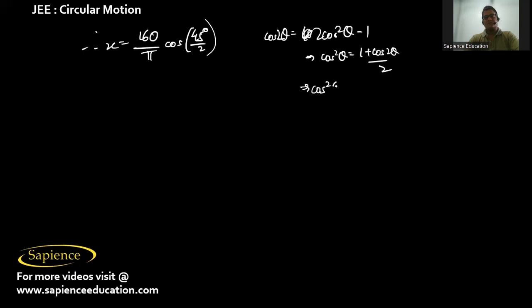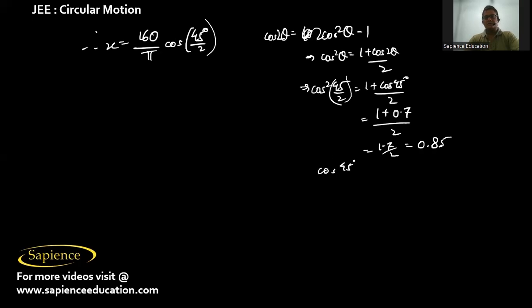Therefore, I can say cos square 45 degree divided by 2 will be equal to 1 plus cos 45 degree divided by 2. So it is 1 plus 0.7 divided by 2, that is 1.7 by 2, which is 0.85. 8 5s are 40, 2 5s are 10. So cos 45 degree divided by 2 is equal to root over 0.85, that is approximately 0.9.